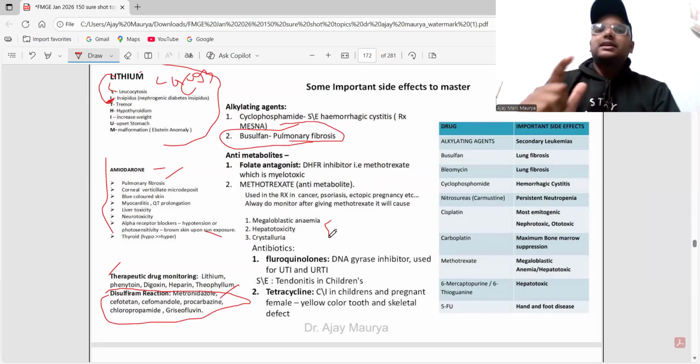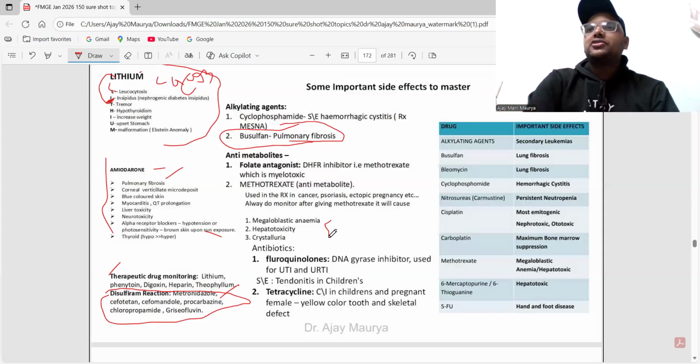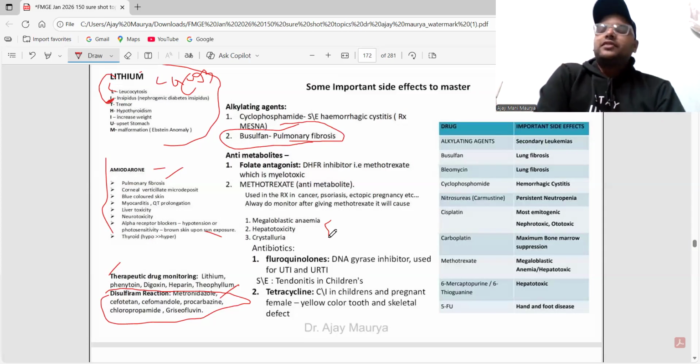Antibiotics, everyone knows that one. Fluoroquinolones, which are DNA gyrase inhibitors, are used for the treatment of UTI. If you give this drug to children below 6 years and to people above 70 years old, it will lead to tendinitis, in children and in old age.